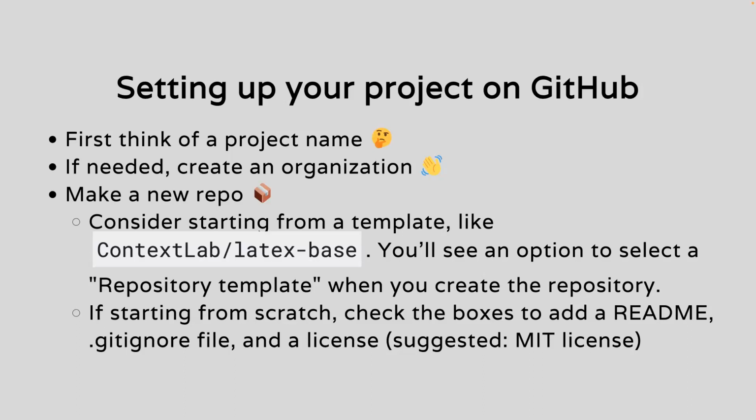When you're making a new project, the first thing you have to do, obviously, is think of a project name. What are you going to call this thing? If you need to, you might want to create an organization for your project to live in. If you want to have multiple projects under some umbrella, like a question you're working on or the lab you're in, that'll be your organization. Then when you visit the GitHub homepage, it'll say create a new repository.